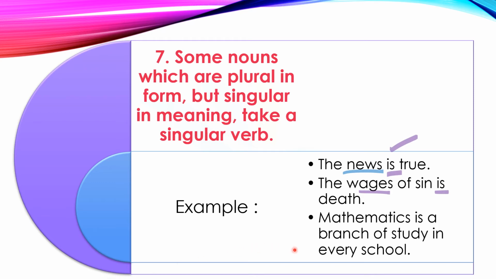Then the third example is: mathematics is a branch of study in every school. As you can see, mathematics is plural in form, but it is singular in meaning. That's why is is used here: mathematics is, not mathematics are.